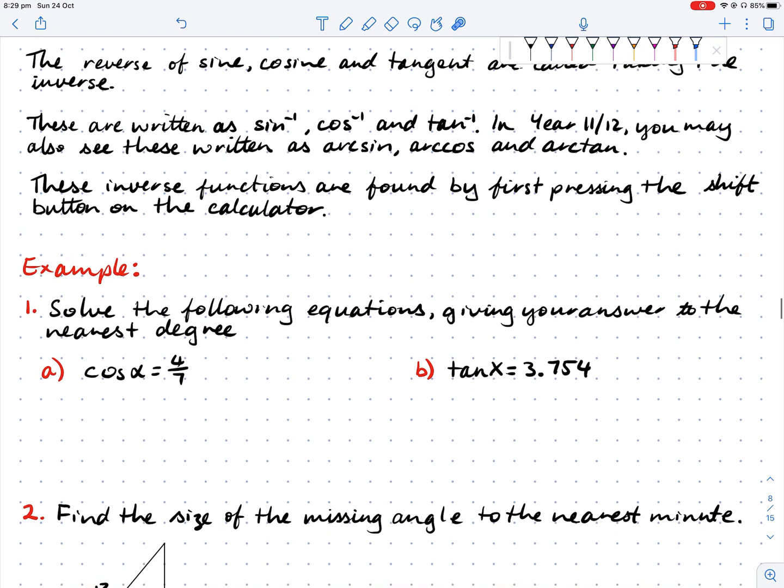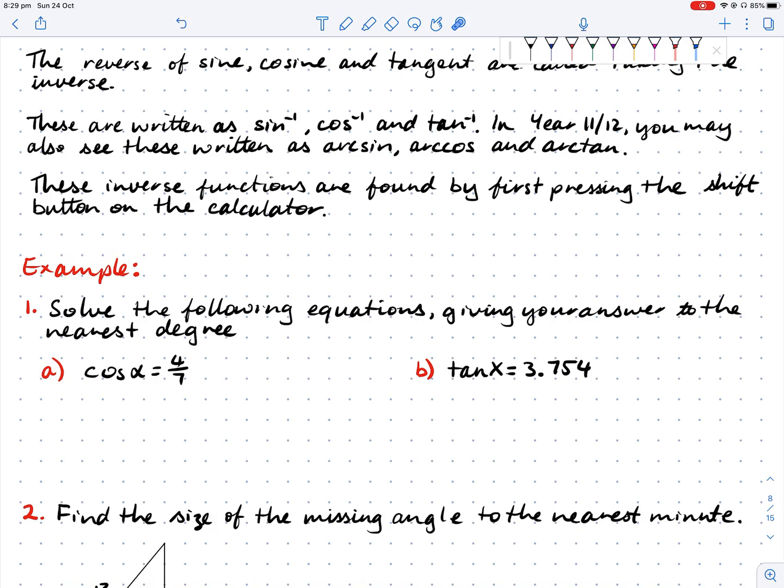In order to get these operations on the calculator, we first press the shift button on the calculator, the yellow button, and then we press sine, cos, or tan. If you look above the sine, cos, and tan buttons, you will see that there is the sine minus 1, cos minus 1, and tan minus 1. So that's where they come from.